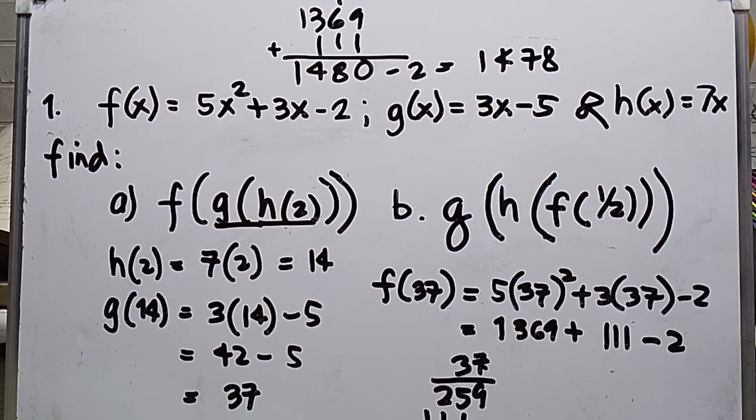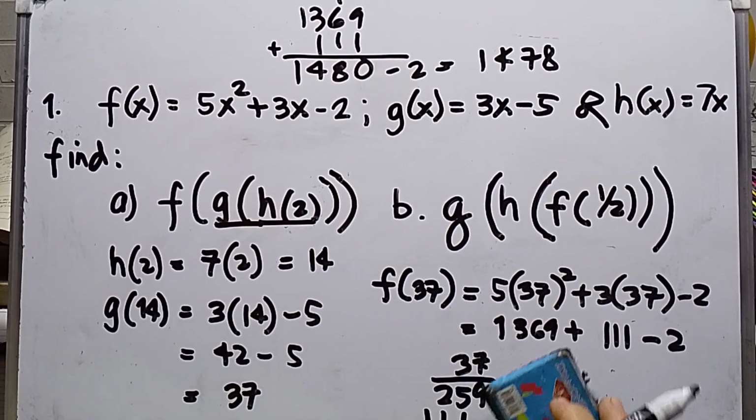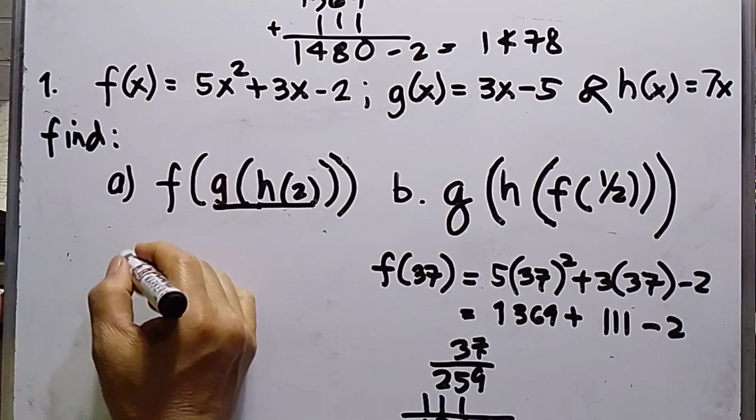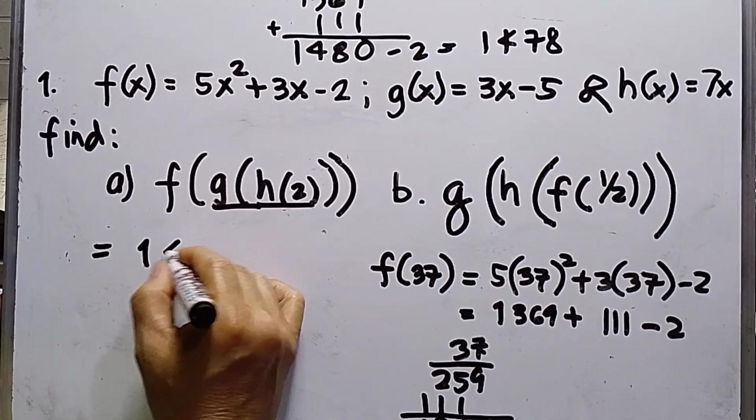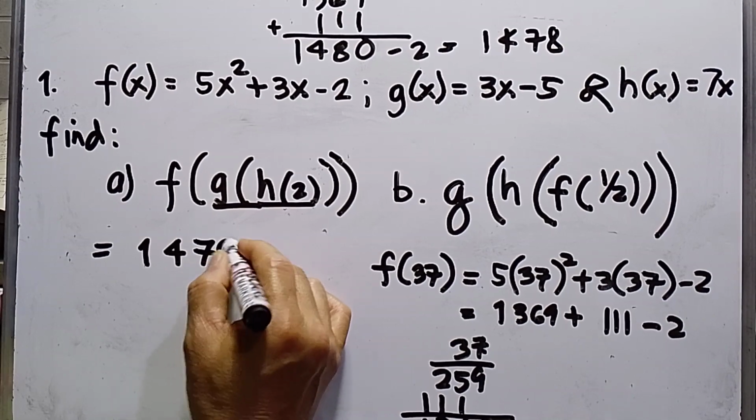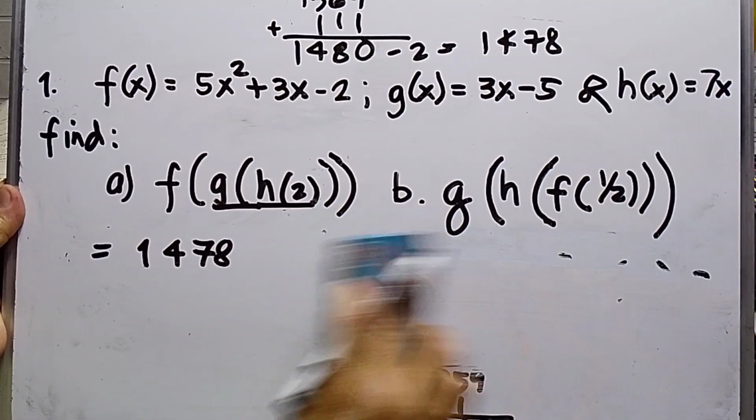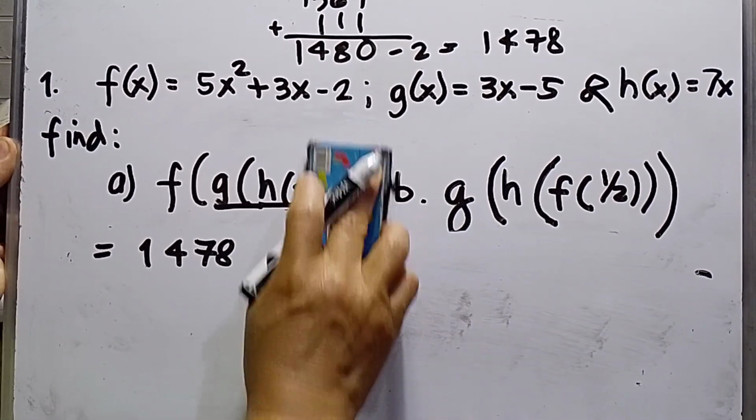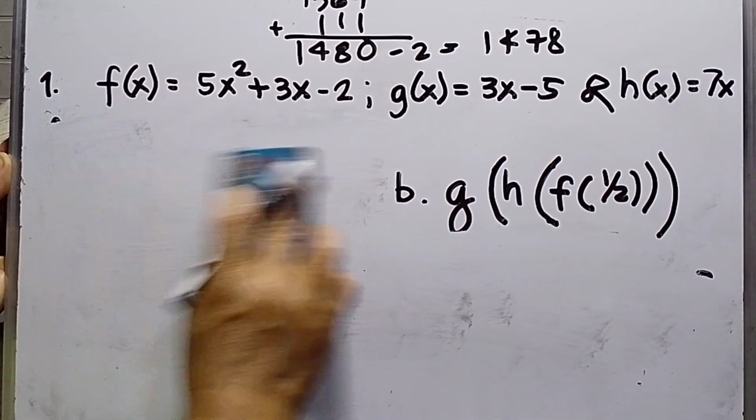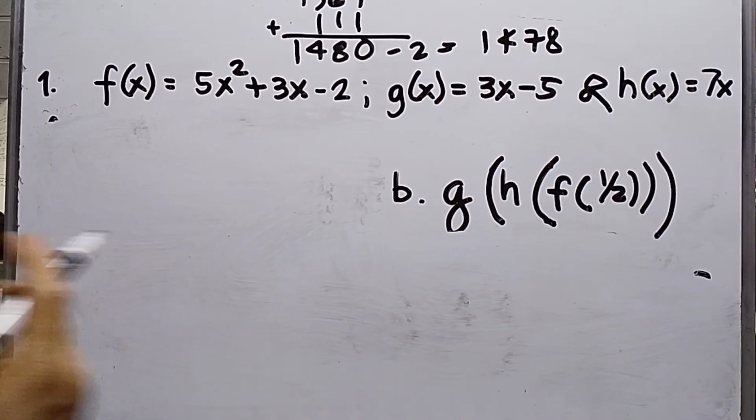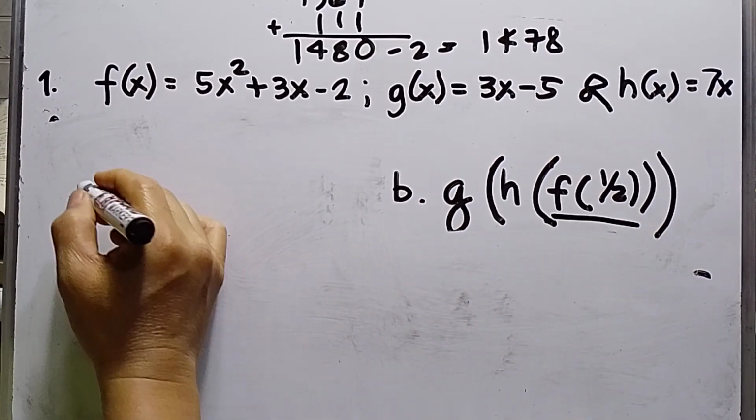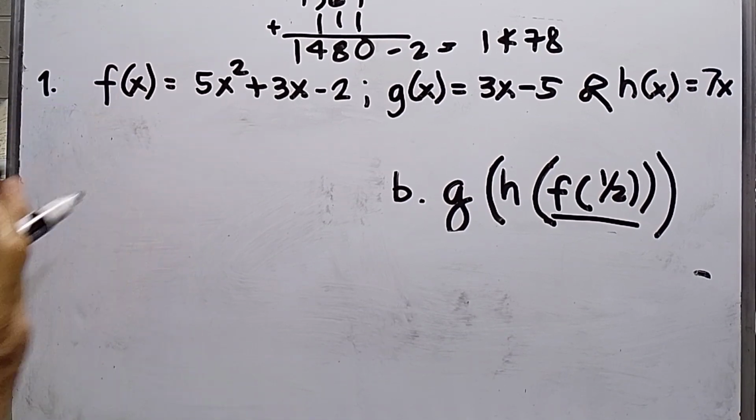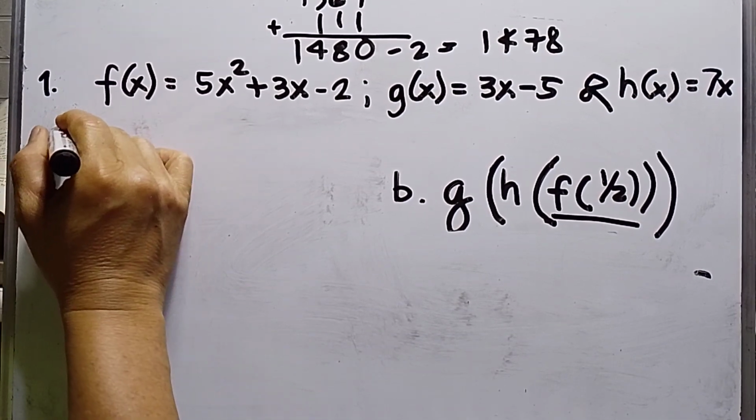So I've got the answer for letter A: 1478. Then how about letter B? Okay, anyway, I can erase this one. So letter B is this one first. So starting from f of x, when x is half. So this will be half.